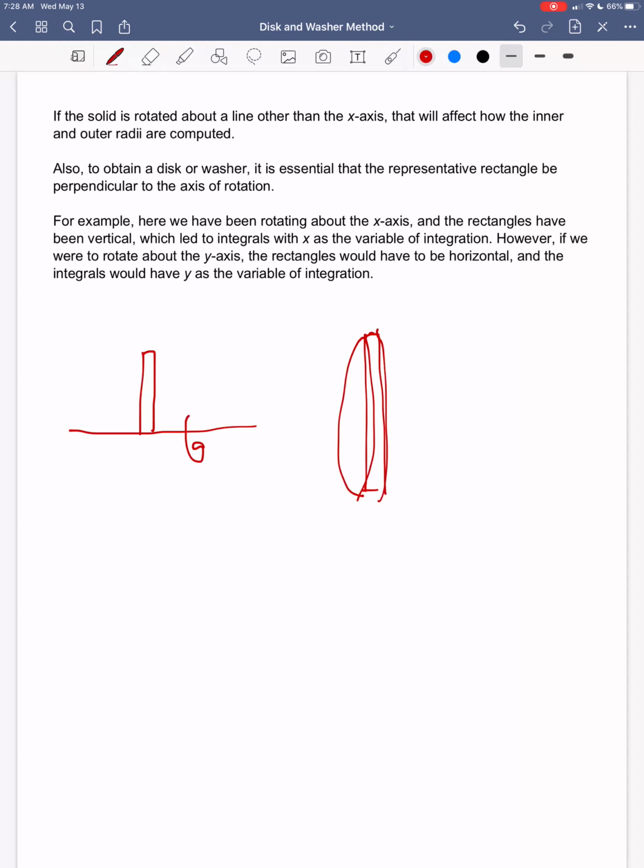But if I'm rotating around the y-axis, and I want to get a disc or washer, I'm going to have my rectangle oriented this way, so that when I rotate it, I get something like that. So my washers are going to be perpendicular to the axis of rotation. In this case, I don't have a little delta x, I would have a little delta y. So if I have vertical rectangles, I have delta x, I'm integrating with respect to x. If I have horizontal rectangles, I have delta y, and I'm integrating with respect to y. And when we look at some example problems, you'll see how that works.